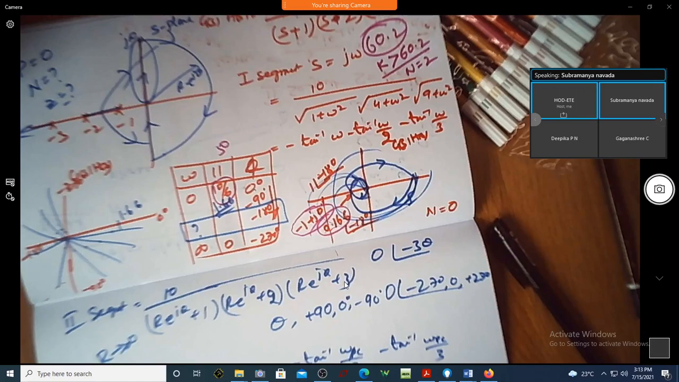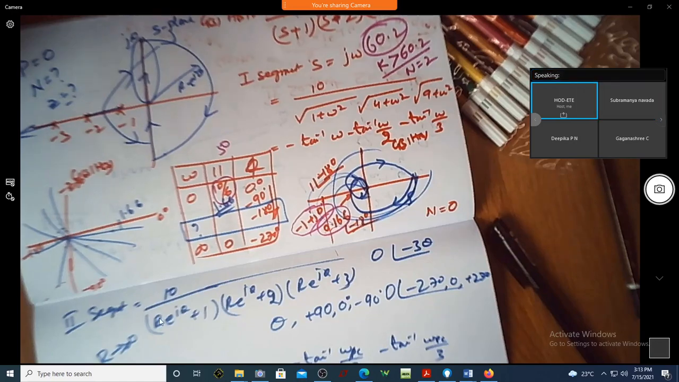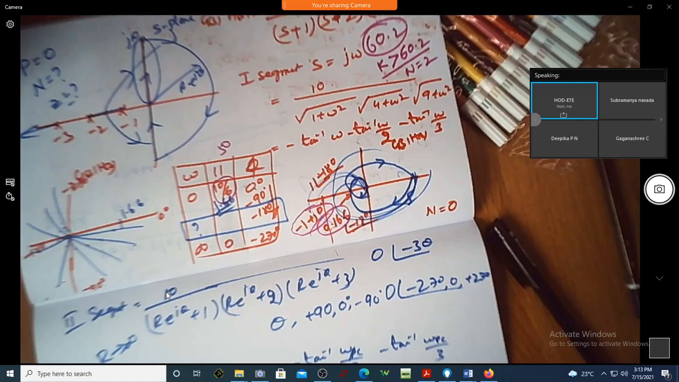Does it become R cube in the denominator? Yes, sir. If R becomes infinity, it is like 10 divided by infinity cube. What is that value? Is it not 0? Yes, sir. That's why it's 0. Yes, I got it, sir.